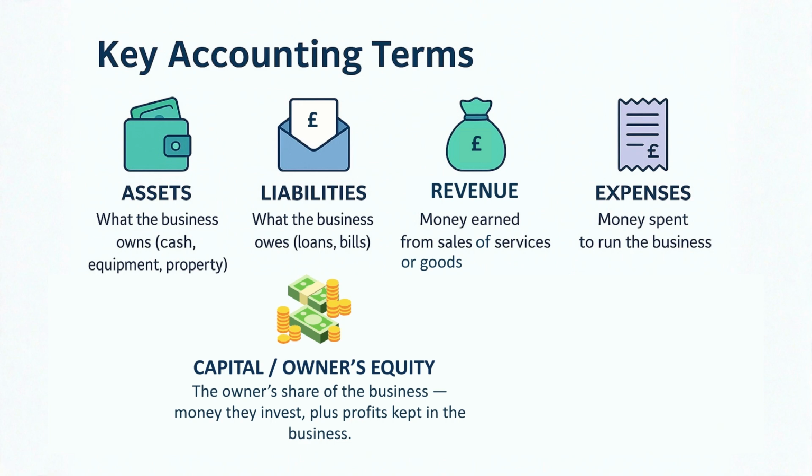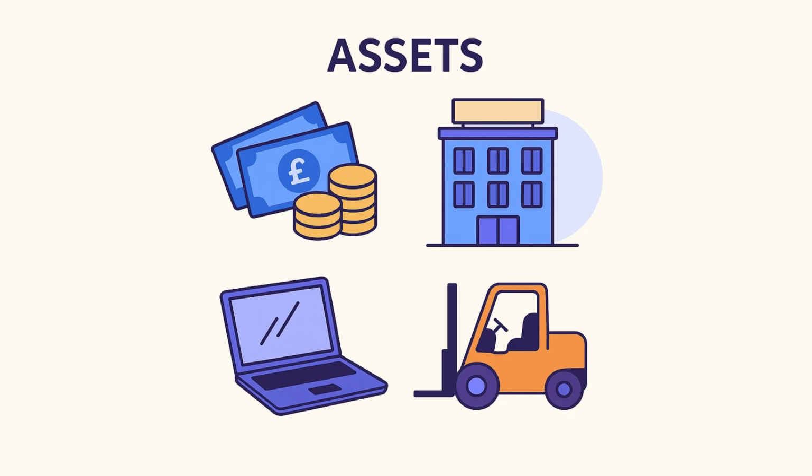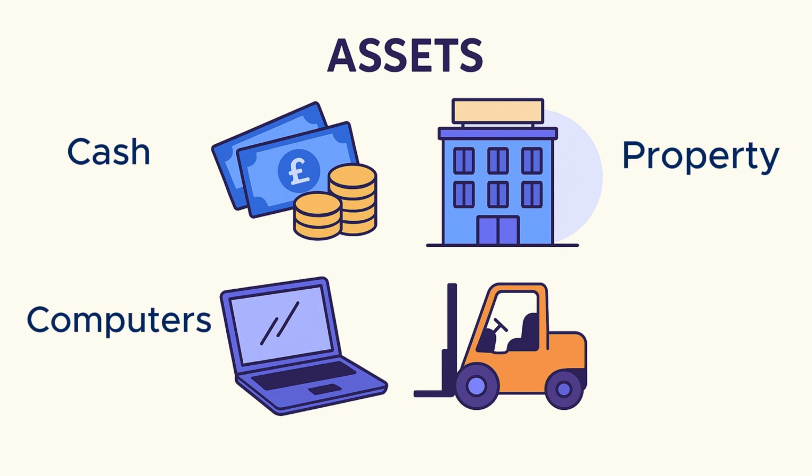In this lesson, we're going to look at really important accounting terms: assets, liabilities, equity, revenue, and expenses. Let's start with assets. These are things the business owns, like cash in the bank, property, computers, or equipment. Basically, anything that has value and helps the business run.